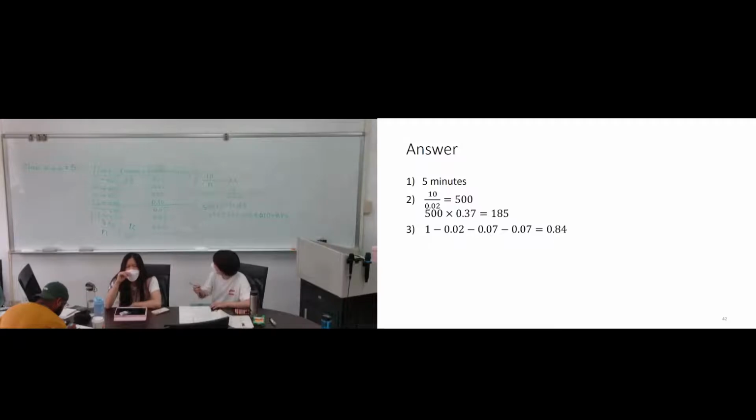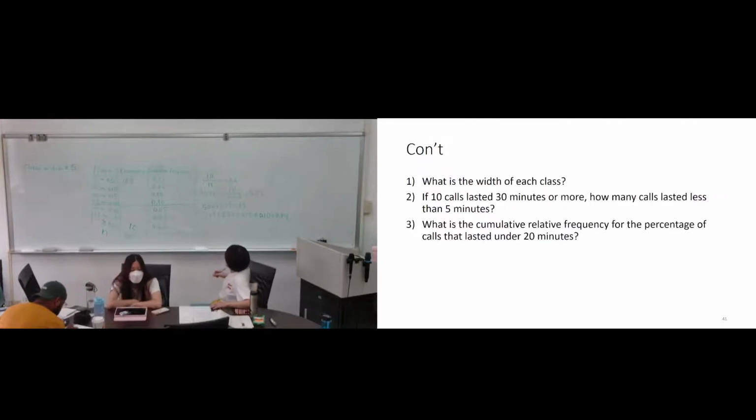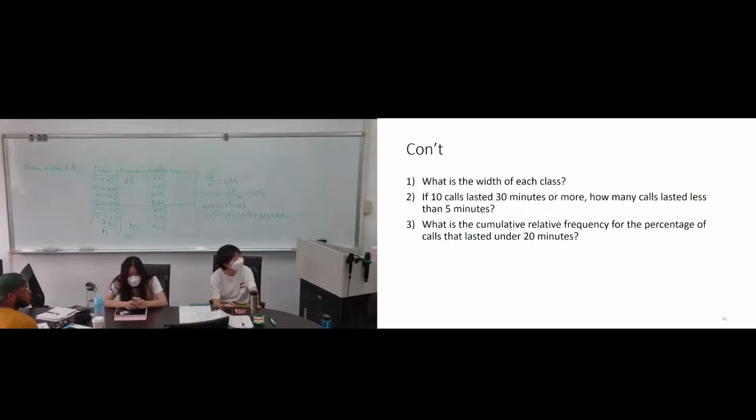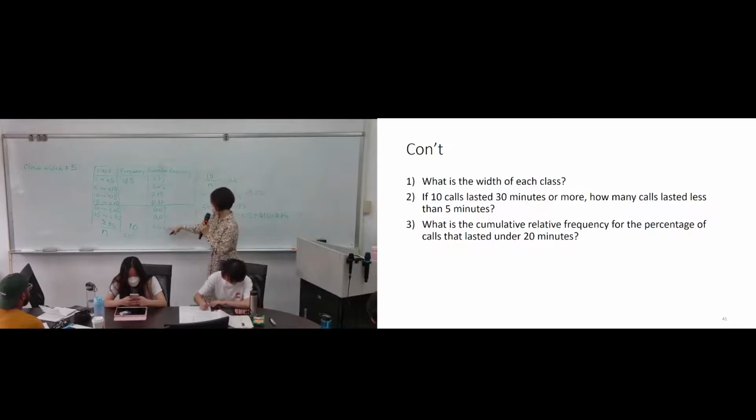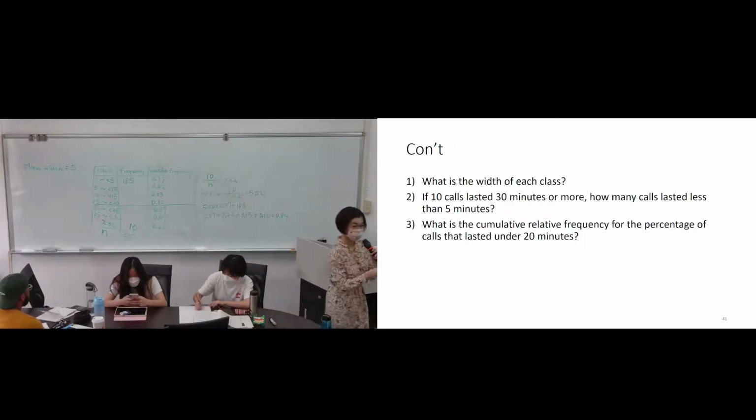Okay, the other way to answer question 3, because it asks us to find the cumulative relative frequency for the percentage of calls that lasted under 20 minutes, is we deduct 0.02, 0.07, 0.07 from 1. That's another way to find 0.84.